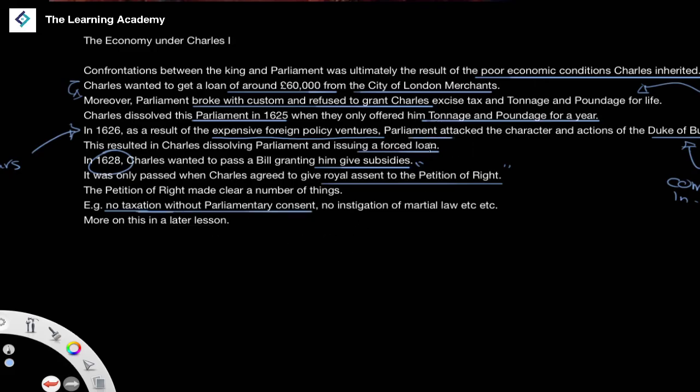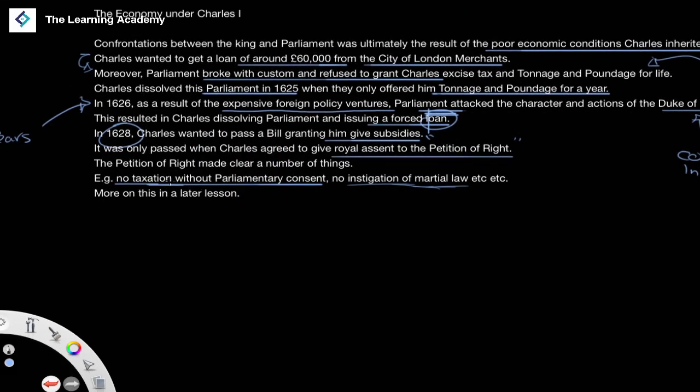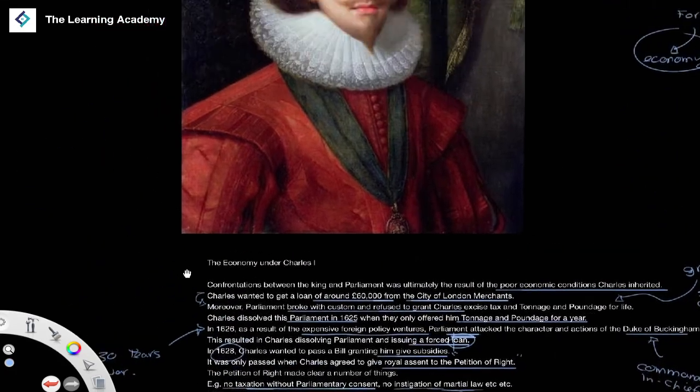So this idea of a forced loan, for example, can be seen as a form of taxation. And we also have no instigation of martial law, again something that the monarch may or may not have technically had the power to do. And in order to even get these subsidies, Charles had to agree to these demands effectively by Parliament, and there were multiple other things that we're going to look at in a later lesson, because this relates to the relationship between Charles and Parliament.